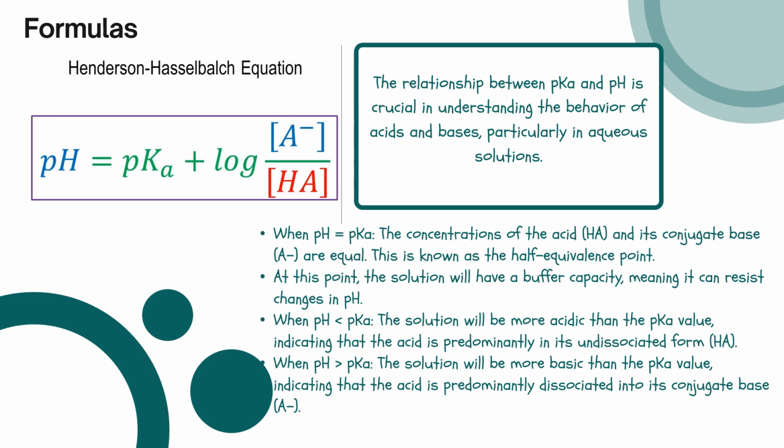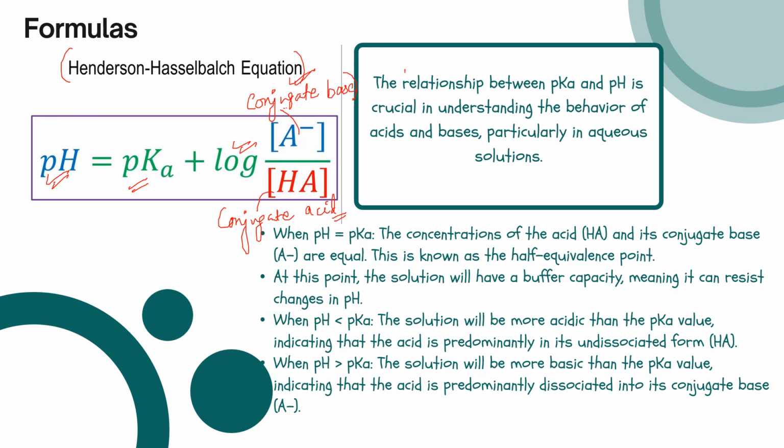So there is a formula related to pH, that is the Henderson-Hasselbalch equation. So what does it tell? That pH is equal to pKa plus log of A minus upon HA. So what is HA minus? A minus is a conjugate base, because it contains no H plus ion, while HA is a conjugate acid because it contains H plus ion.